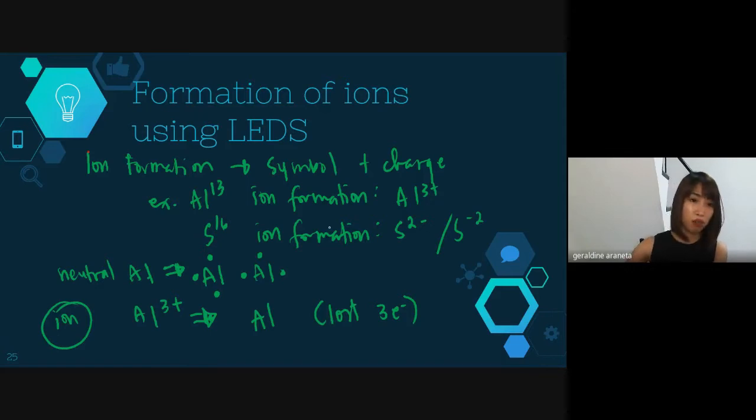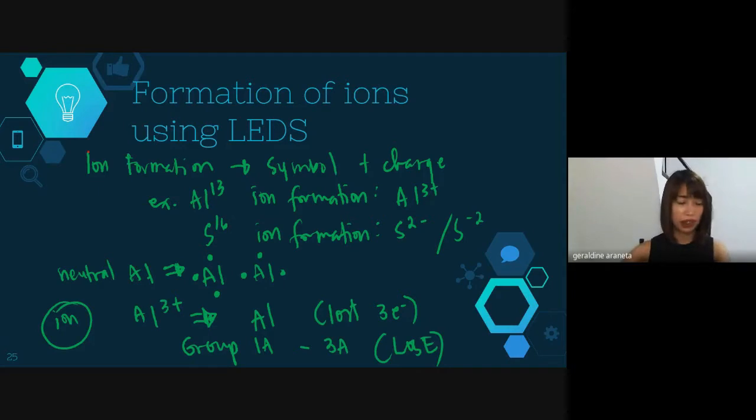Usually, from group 1A to group 3A, they lose electrons. Their electrons will be lost. Okay. Got it?